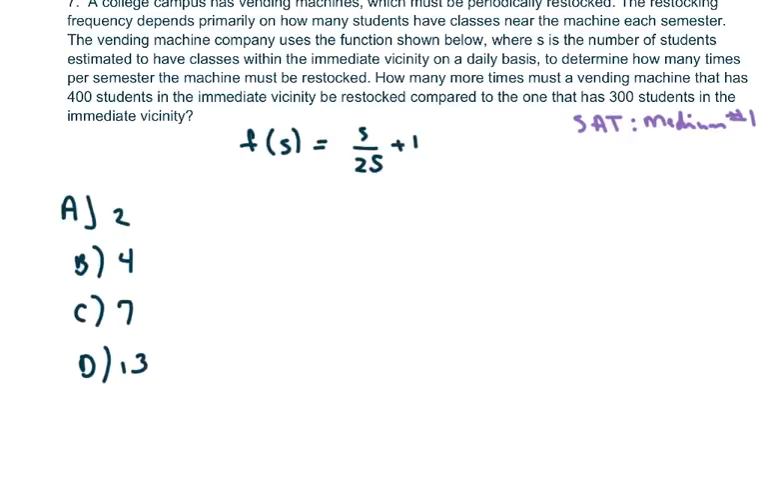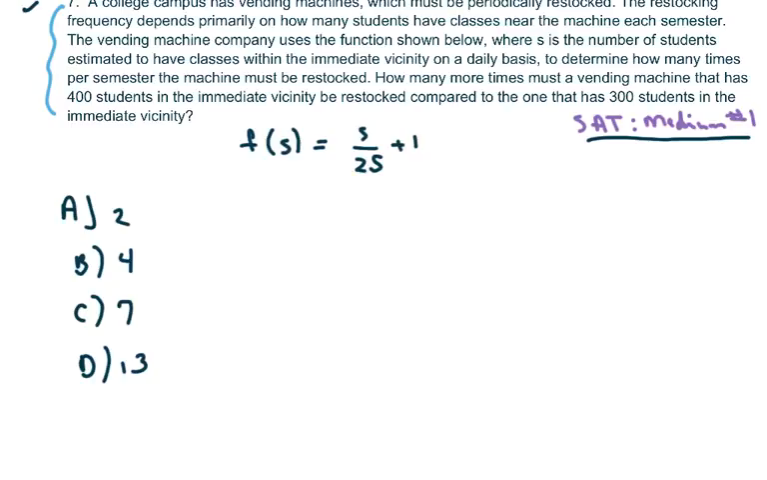Hey everyone, we're doing the medium number 1 for function and function notation. I forgot to put it on the top here, and hopefully you can read this. It says a college campus has vending machines which must be periodically restocked. And as usual, you should read the problem, pause the video, try to answer it first, and then go through and answer it. So go ahead and read the question, pause it, try to answer it, and then you can start it up again.